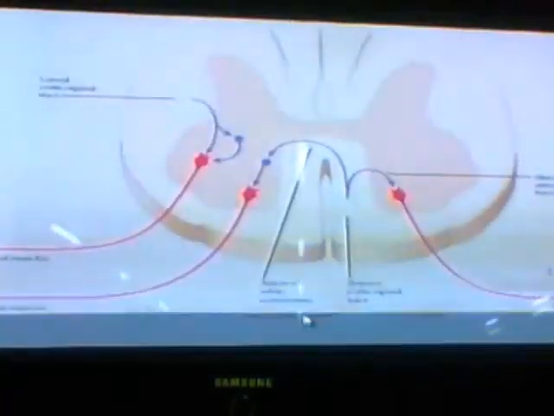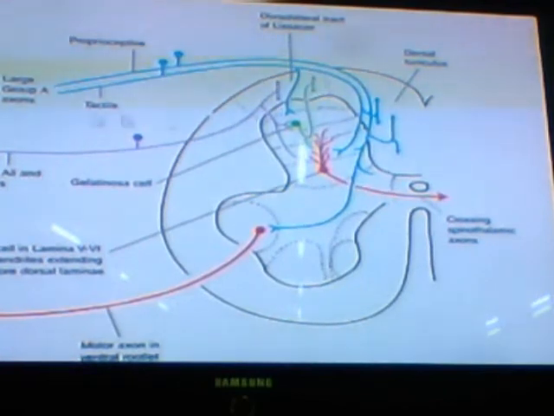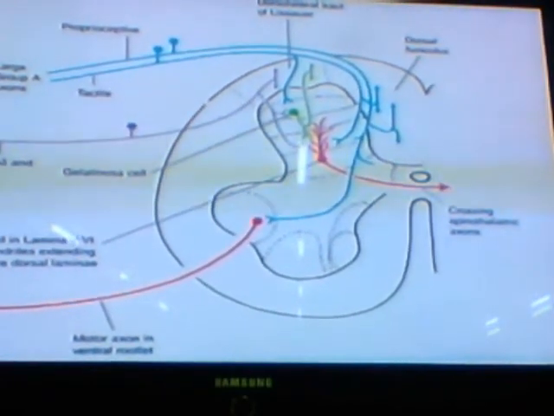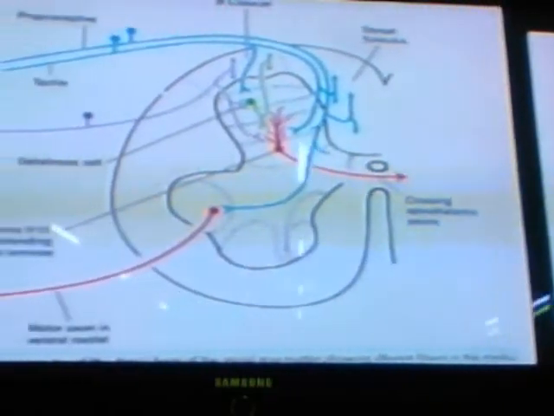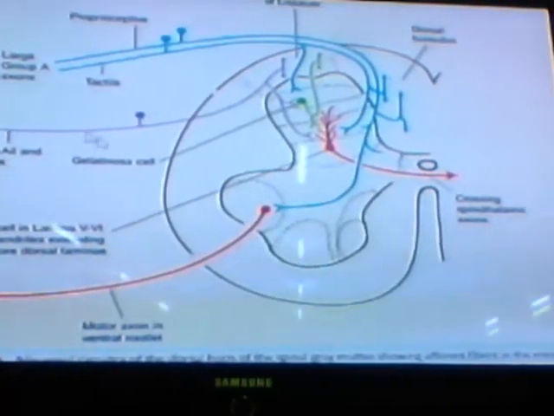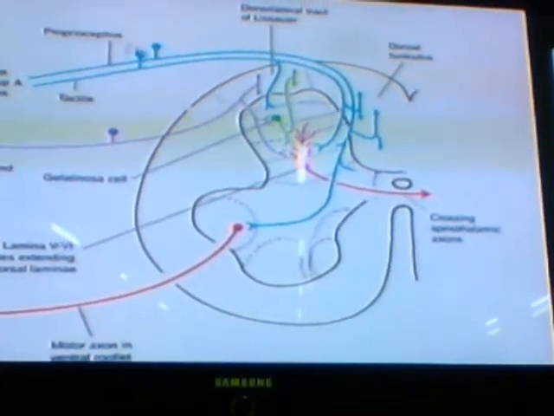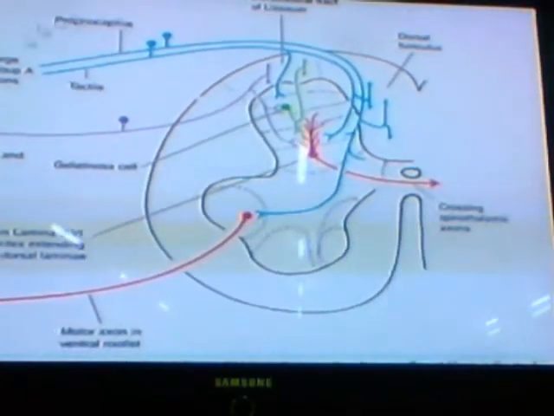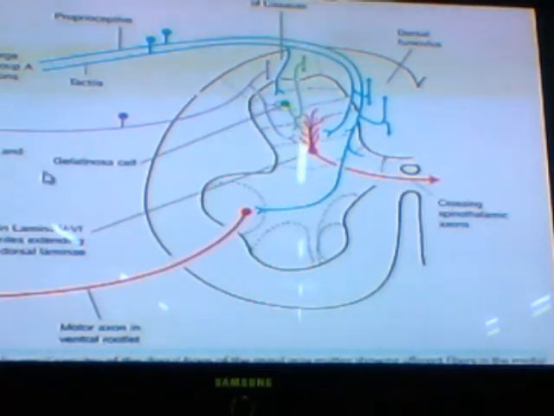So what you're supposed to be able to do is to trace what is happening from the peripheral nerve up to the cortex. We start at the peripheral nerve, look at what is happening at the level of the spinal cord, then trace the tract up into the brainstem, and then trace from the brainstem to the cortex. We have to appreciate the types of fibers that mediate these sensations. Larger myelinated fibers mediate proprioception, and smaller, some of which are unmyelinated C fibers, mediate pain and temperature.